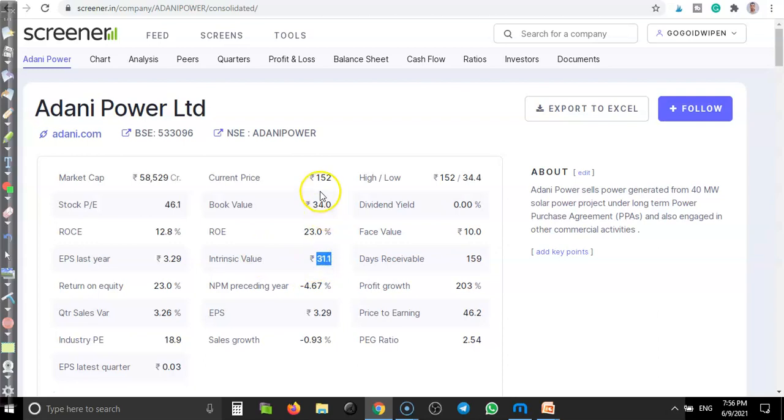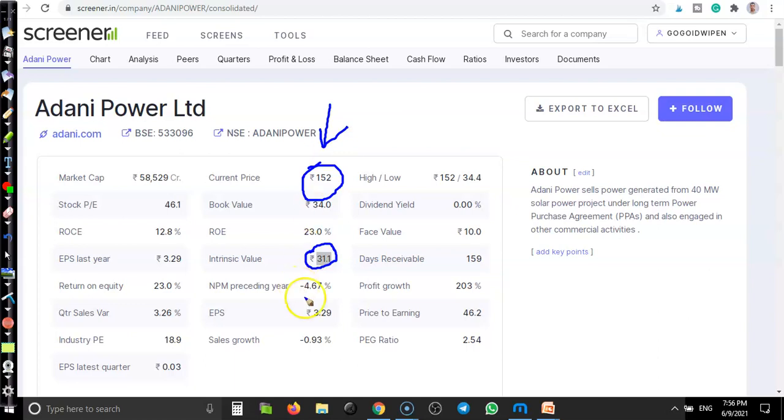And if you see here, intrinsic value is 31, and right now the current price is 151. Have you seen? Intrinsic value is 31 only. Means Adani Power is selling at high prices. All right. So that is why I'm not interested to take any position for the long term.